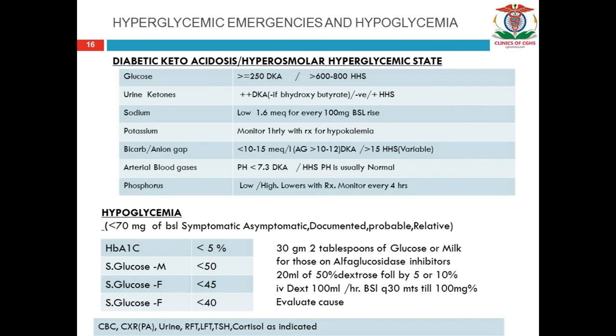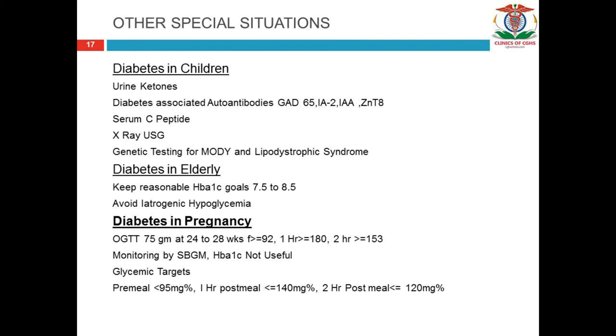Hypoglycemic emergencies and hypoglycemia, I think it is not on OPD basis, so we can deal with it later. Other special situations, some investigations in children, in elderly and in pregnant diabetics, it is a different situation. In children, ketones to monitor ketonuria, and certain genetic testings and autoantibodies can be asked for. Serum C-peptide, serum insulin, X-rays, USGs, these are important in children.